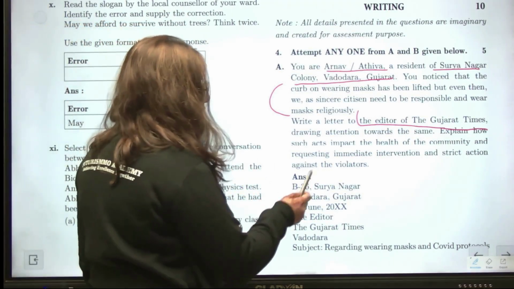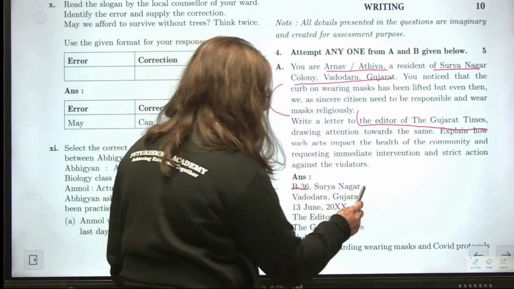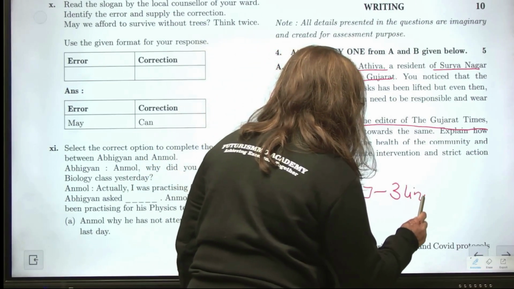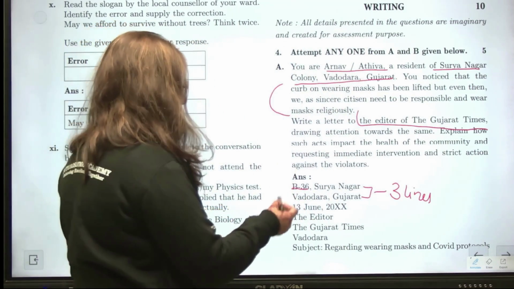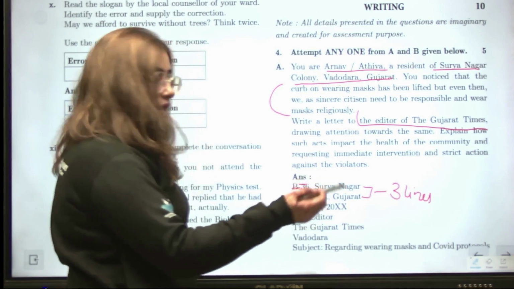ठीक है, तो यहाँ पे सबसे पहले house number mention है. आप कुछ भी house number लिख सकते हो. And make sure ये जो आपका address है ना 2 lines में नहीं होना चाहिए, 3 lines में होना चाहिए. तो यहाँ पे पहली mistake ये है कि जो ये address है ये 3 lines में होना चाहिए. तो हम ऐसे लिख सकते हैं house number B36, सूर्य नगर नीचे आ जाएगा, फिर वडोदरा गुजरात.